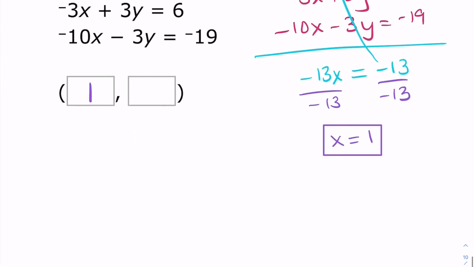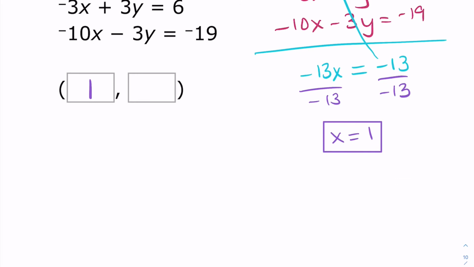So now all I need to do is take another one of these problems. So let's take this one.